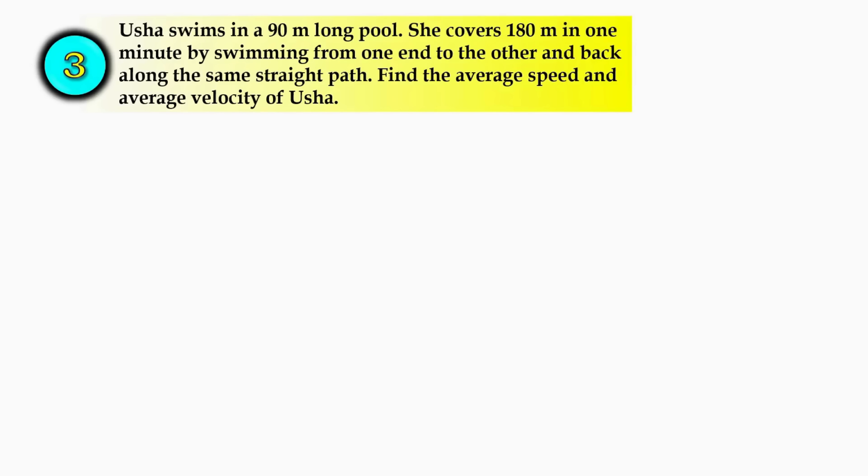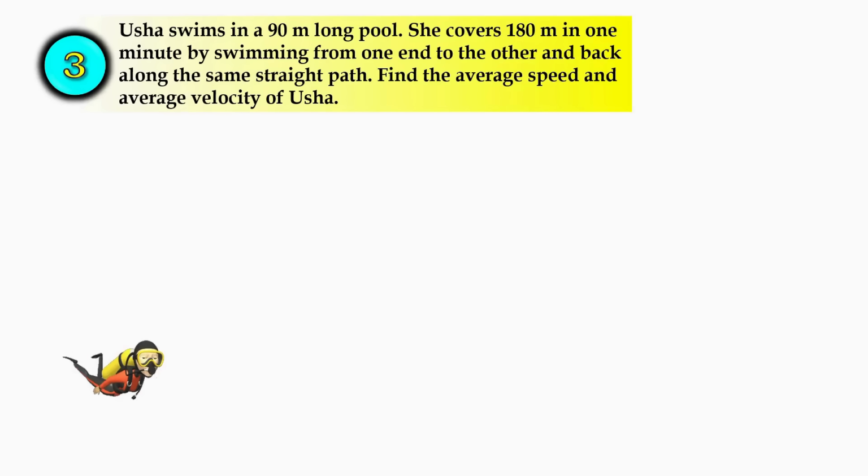Example 3. Average speed and average velocity. Usha swims in a swimming pool that is 90 meters long. She swims from one end of the pool to the other and then returns back along the same straight path. In this way, she covers a total distance of 180 meters in 1 minute. We are asked to find her average speed and average velocity.